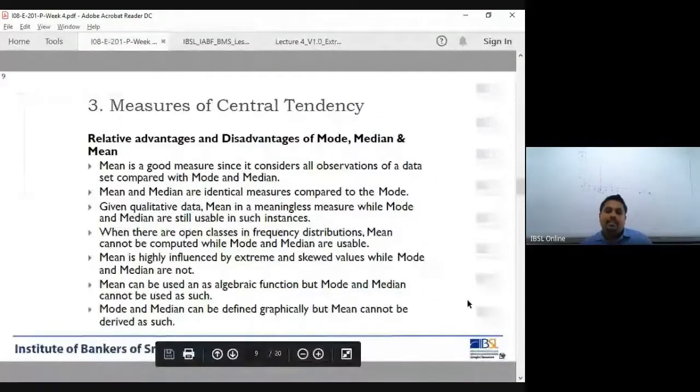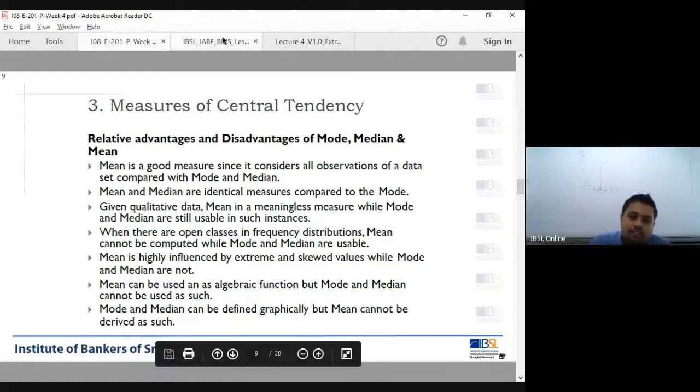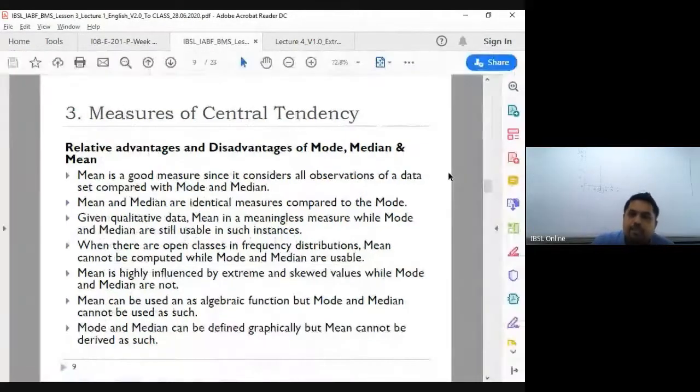So that's what I want to discuss, saying it's a relatively reliable measure. Sorry, I'm on a different slide. Mode and median can be defined graphically, but mean cannot be derived as such. Okay. Now these are some of the relative advantages and disadvantages of mode, median, and mean.